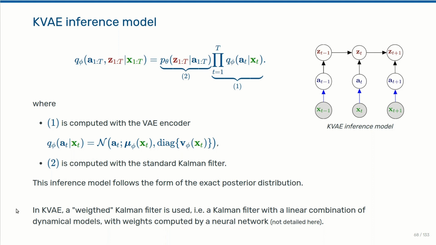In practice, and this is not detailed here, KVAE at inference time is using a weighted Kalman filter, and the weights of this Kalman filter are computed by a neural network. So it is a bit more complex than what we have described here. And once again, if you want to check the details, you can either go to the original paper or to our review paper.